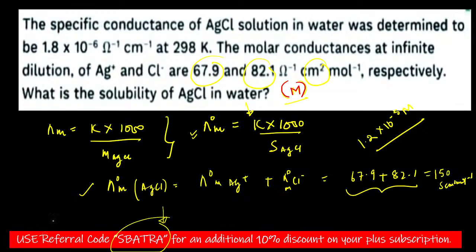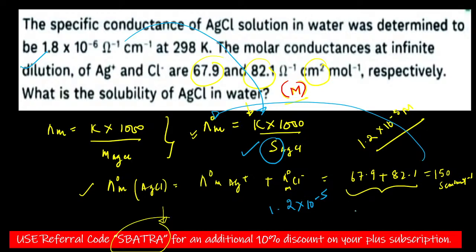Now you just have to substitute the values. Kappa is already given, so substitute this value over here and you can find out the correct value of S, which is your solubility. So this is nothing but 1.8 into 10 to the power minus 6 into 1000, divided by lambda m, which is 150. Yes, you are getting the correct answer, that is 1.2 into 10 to the power minus 5, and this is your solubility value.